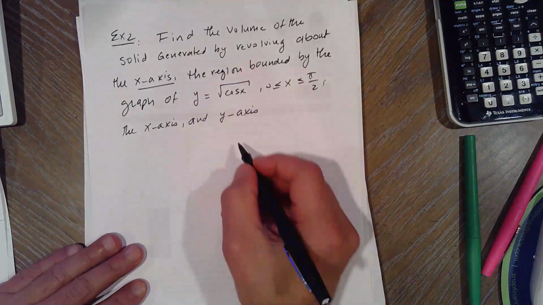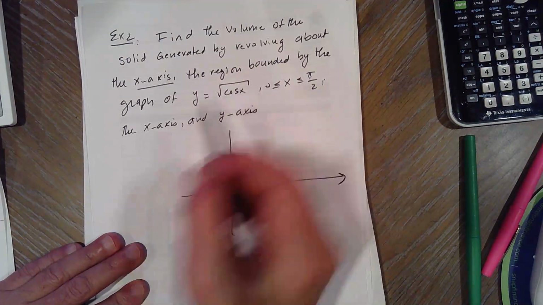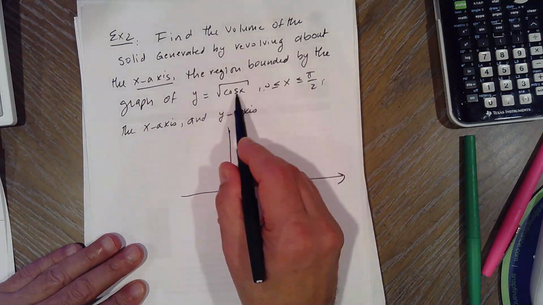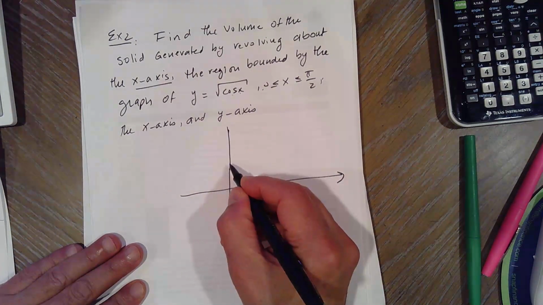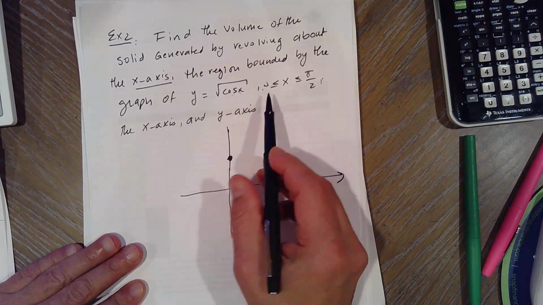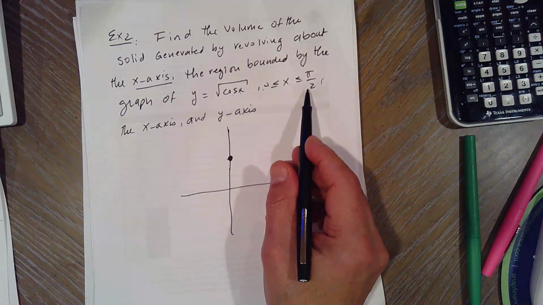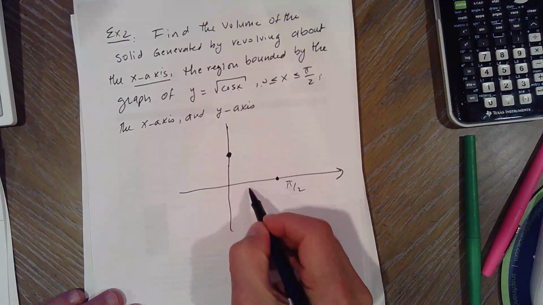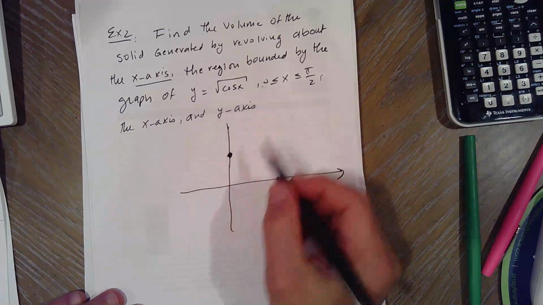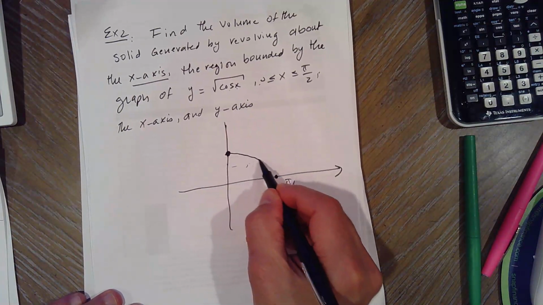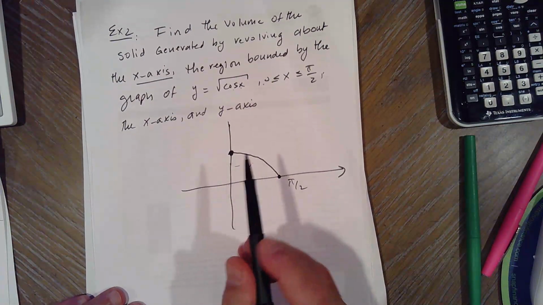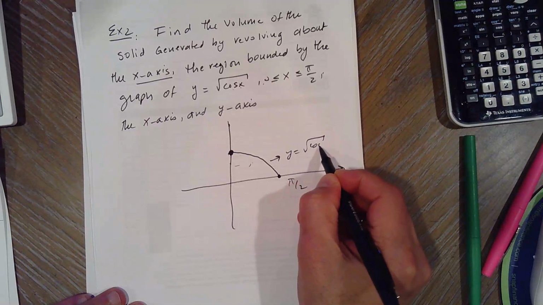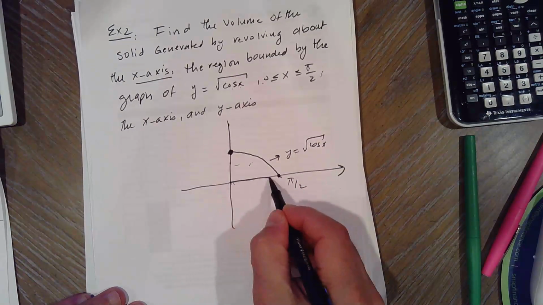So let's draw that region that we're going to revolve about the x-axis. Y equals square root of cosine x between 0 and pi over 2, so when x is 0, cosine 0 is 1. When x is pi over 2, cosine pi over 2 is 0. And then at pi over 4 it's 1 over root 2, so it's somewhere here, so you're gonna get something like this. So we want the region bounded by the graph of square root of cosine x, between 0 and pi over 2, the x-axis and the y-axis.